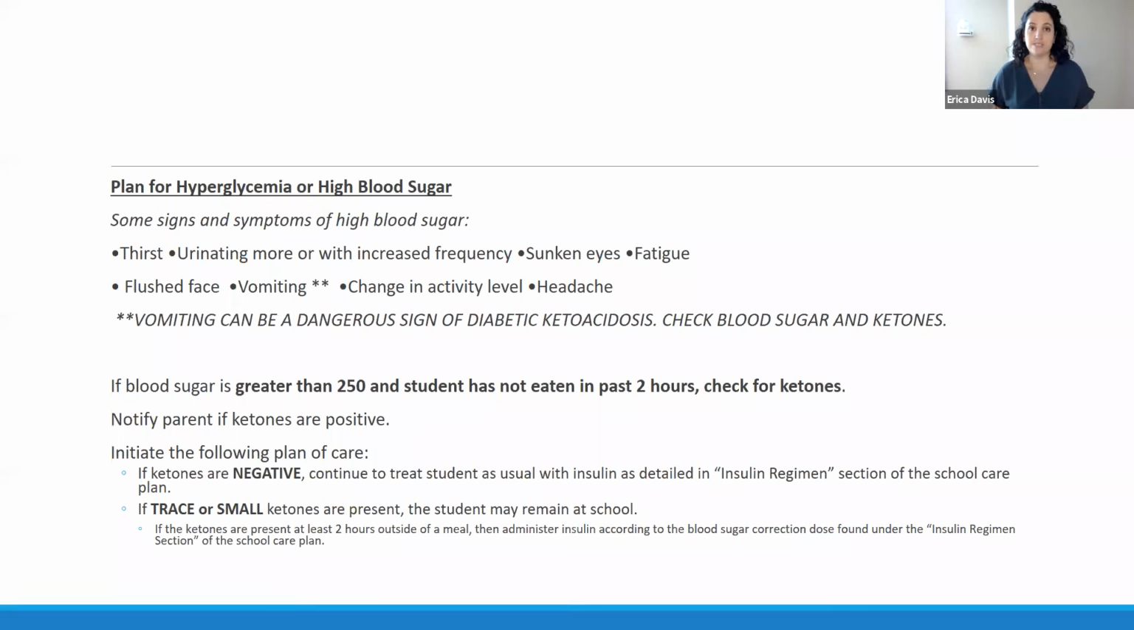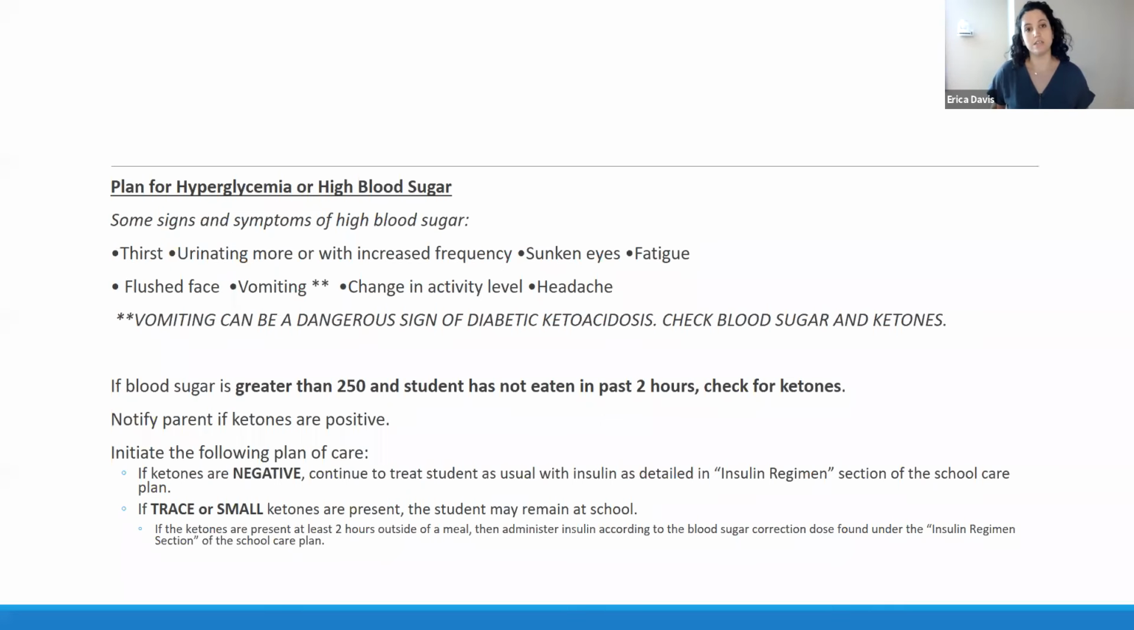A lot of times if something else is going on, like flu or stomach virus, that student might vomit and might have ketones, and they might have a normal in-range blood sugar. So it's not something we're going to be surprised by. We just do know that vomiting could be, okay, let's go ahead and get started checking and seeing if this is a ketone issue.